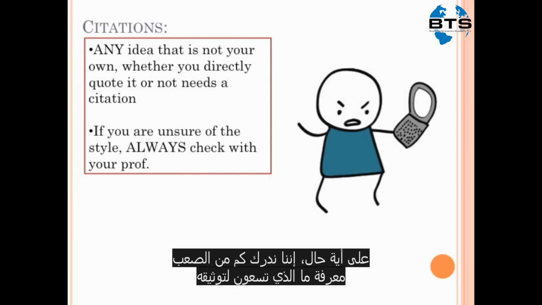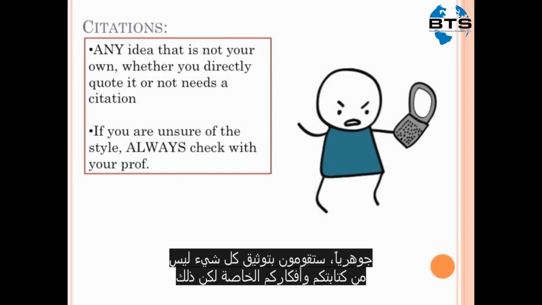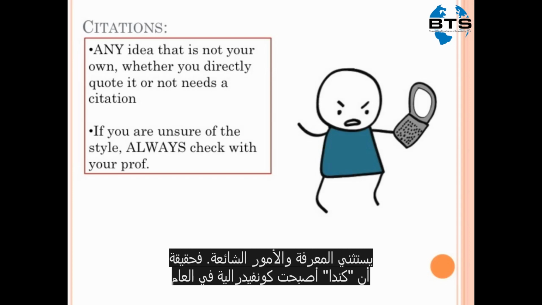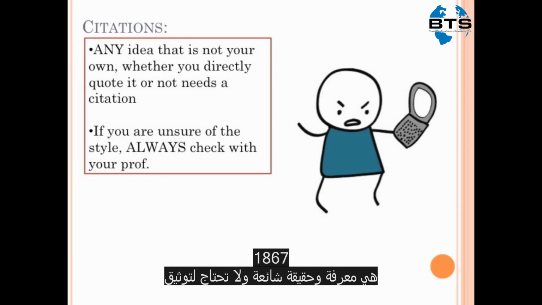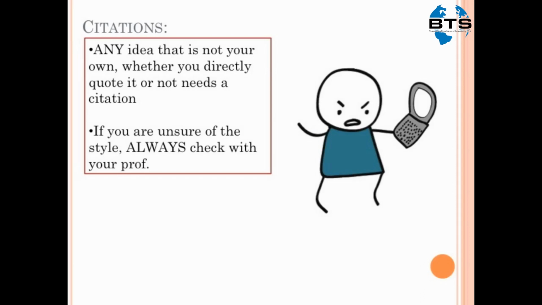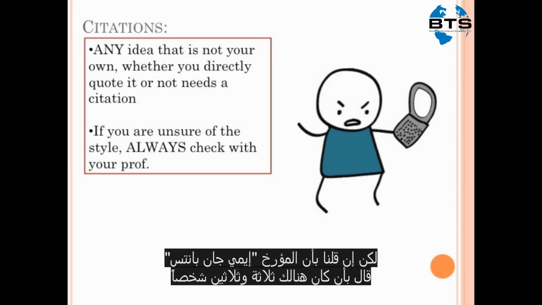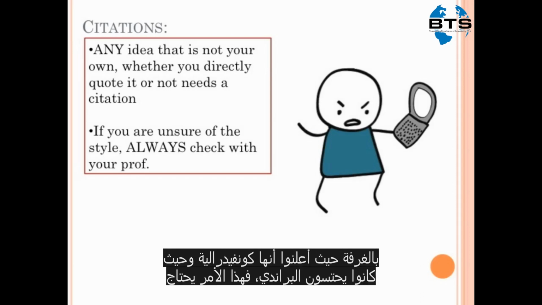However, we know that it can be confusing to know exactly what you need to cite. Essentially, you need to cite anything that is not your own idea, but this excludes common knowledge. The fact that Canada was confederated in 1867 is common knowledge and doesn't need to be cited. But if historian Amy Jampants says that 33 people were present in the room during Confederation and that they were all drinking brandy, you would need to cite it.